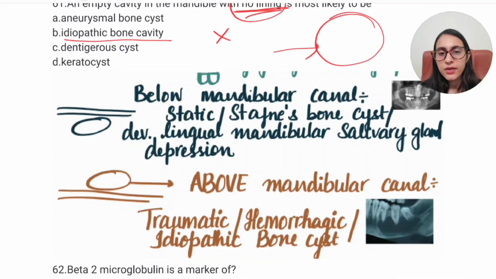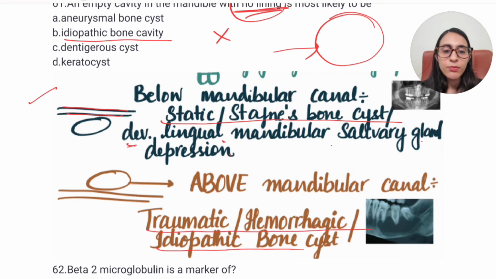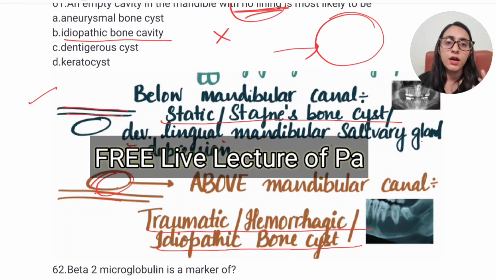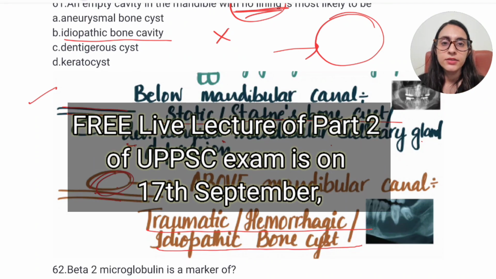So we have also discussed all these points in our oral pathology and medicine crash course series. The static bone cyst is the cyst that is present below the mandibular canal. It is a developmental lingual mandibular salivary gland depression. While on the other hand, the traumatic or hemorrhagic bone cyst, or idiopathic bone cyst, is present above the mandibular canal. So guys, that's about the 1 hour of our live class.